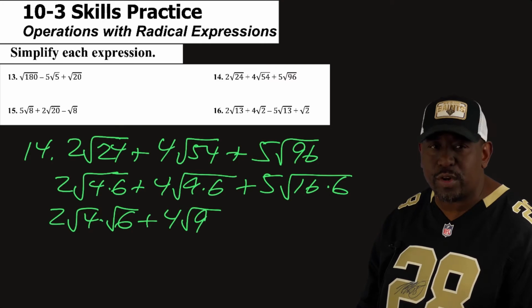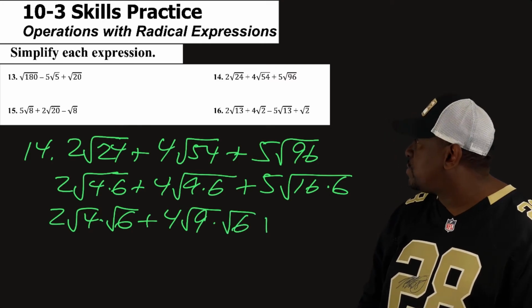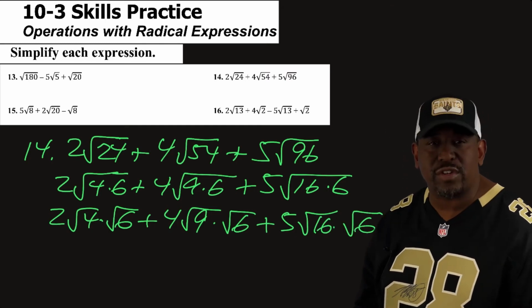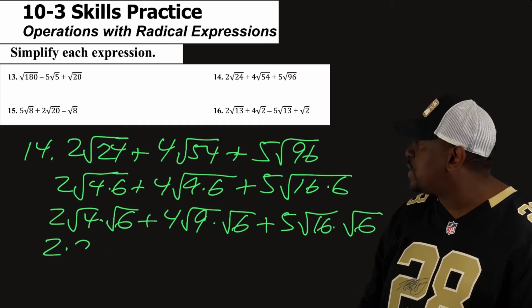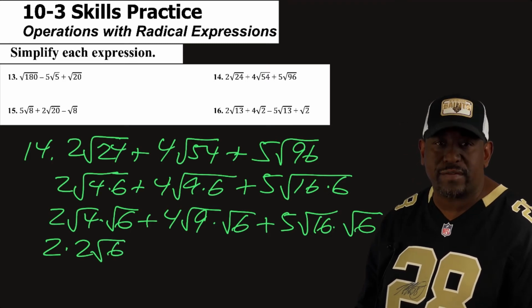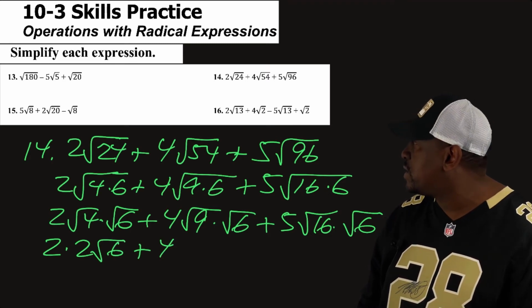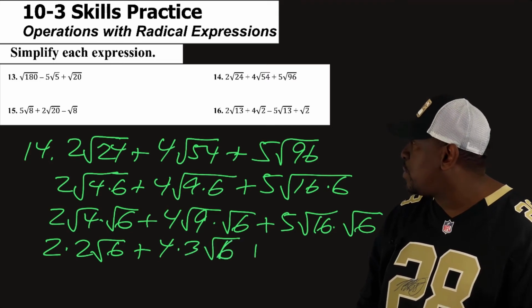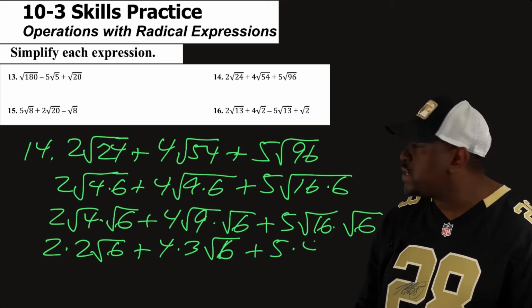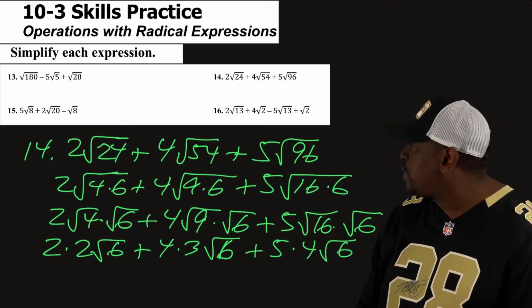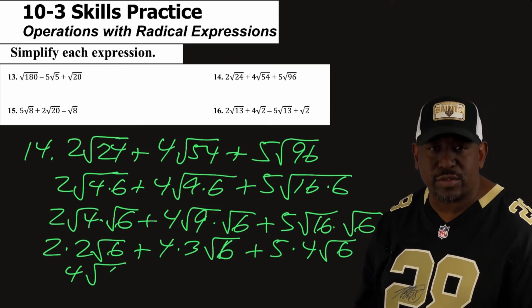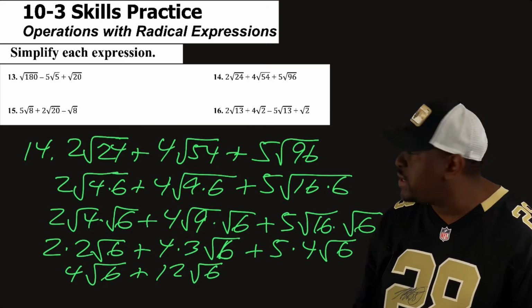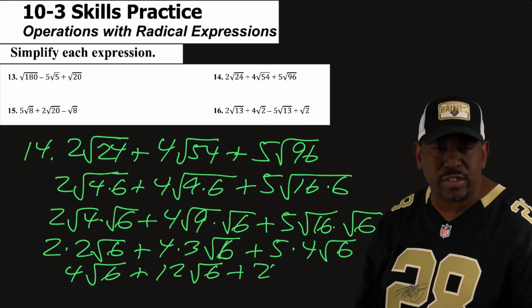We write them as separate radicals. 2 times the square root of 4 times the square root of 6. Plus 4 times the square root of 9 times the square root of 6. Plus 5 times the square root of 16 times the square root of 6. You simplify the perfect squares, so we have 2 times 2 times the square root of 6. Then you have 4 times 3 times the square root of 6. Plus 5 times 4 times the square root of 6. You simplify the 3 products, you'll have 4 times the square root of 6, 4 times 3 is 12 times the square root of 6, and 5 times 4 is 20 times the square root of 6.